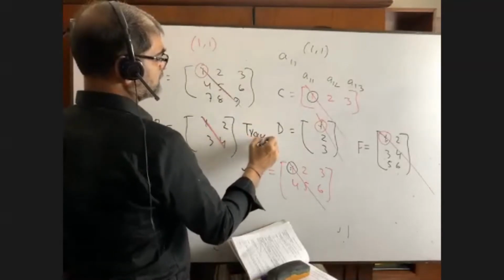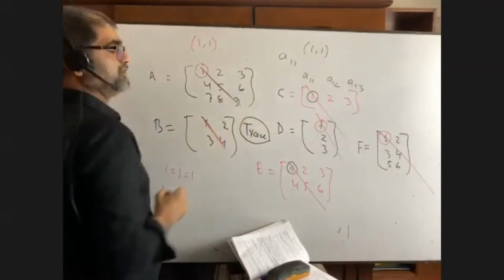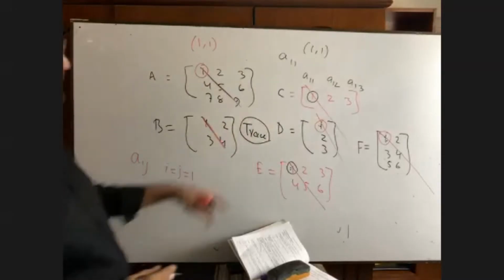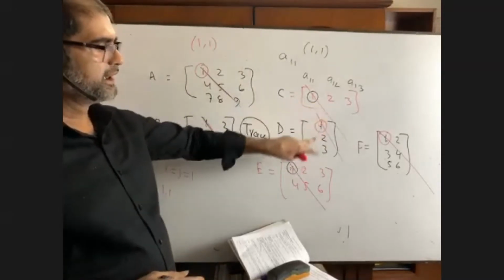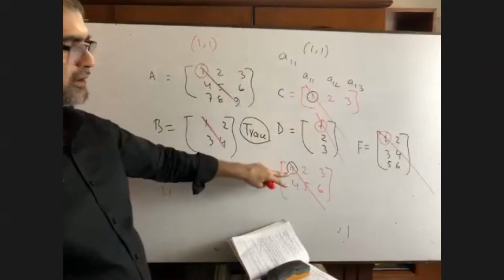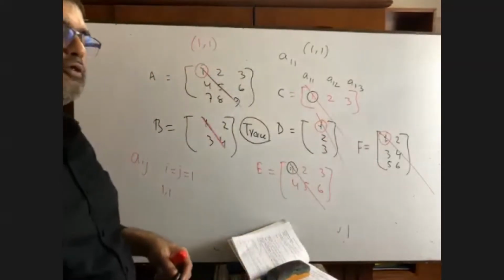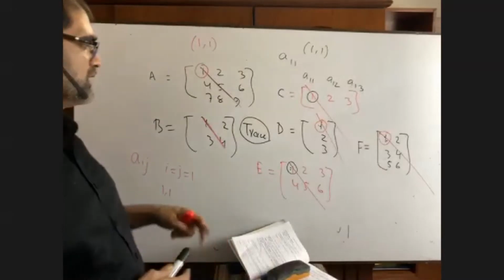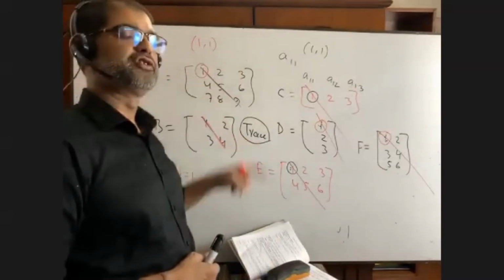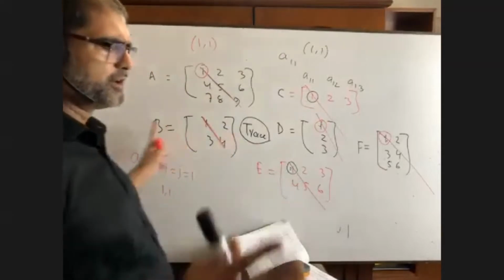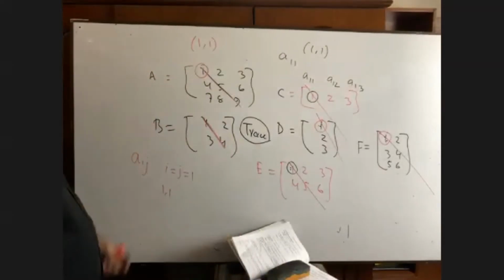To get the trace, we need all entries along the principal diagonal. Here all the entries are not given. For this, we will fail to get the trace. Trace means what? The sum of all entries along the principal diagonal. I think you have got it right. Yes, sir.